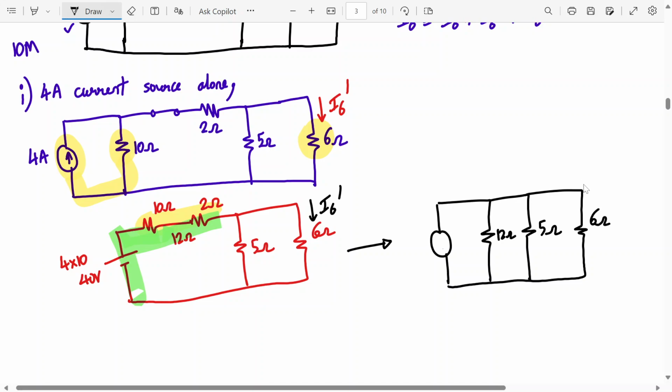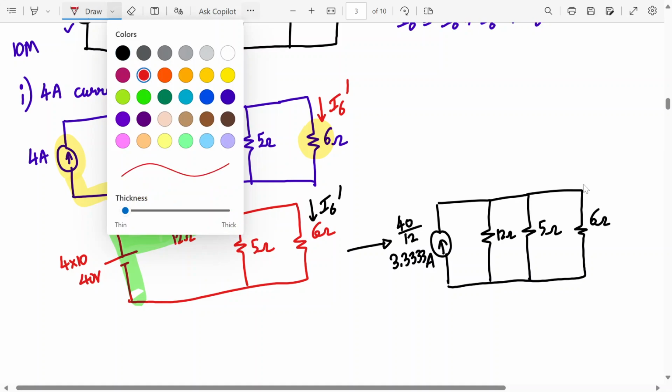Arrow will be above. Absolutely. So, this value of the current source will be 40 divided by 12. How much is that? 3.33. Correct? Yes or no? Yes. Now, how do we find the current source directly now? Tell me, can you tell me directly?